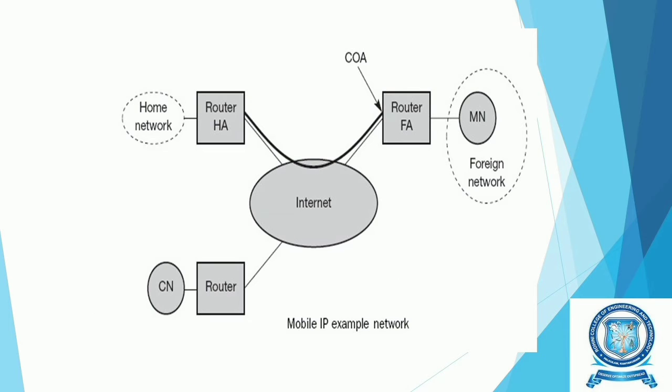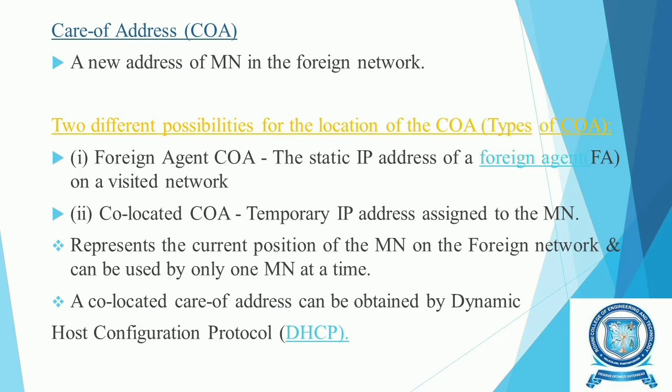So this is the mobile IP example network. We have seen all these networks: home network, foreign agent, home agent. These are the routers, and we have a care of address in the foreign agent, and it is all connected to the internet via the router. So the CN is the correspondent node, which is the communication partner of the mobile node. Now let us see about the care of address.